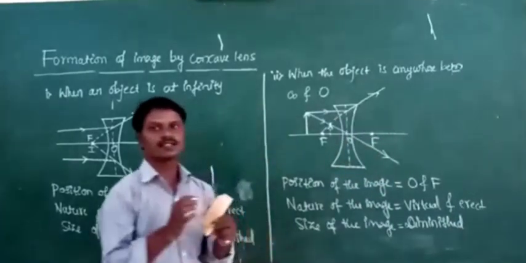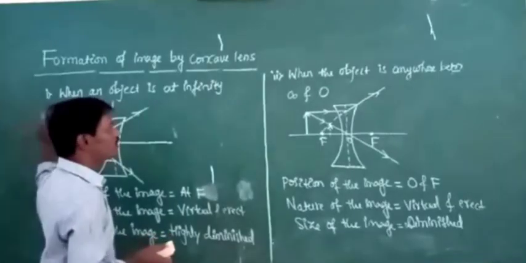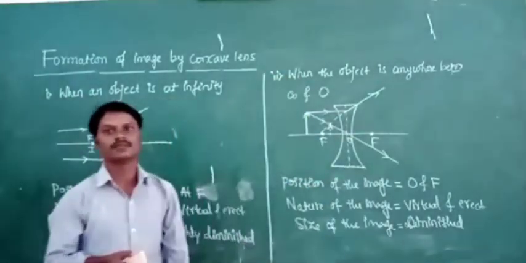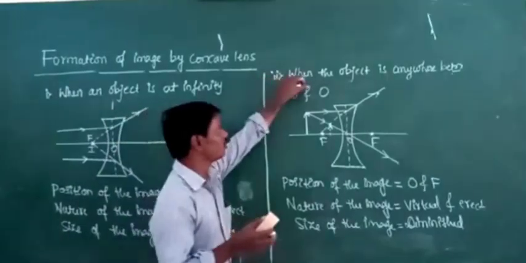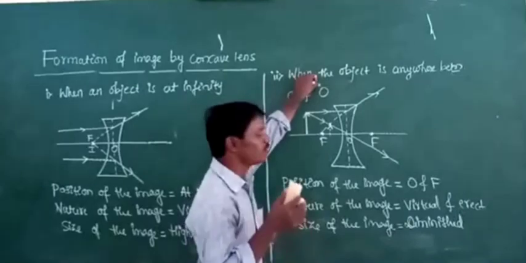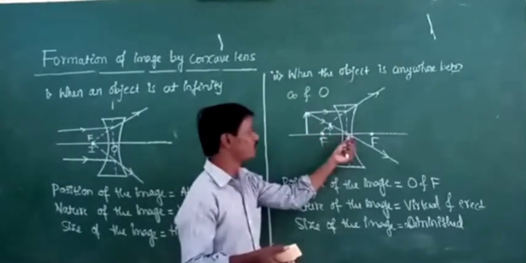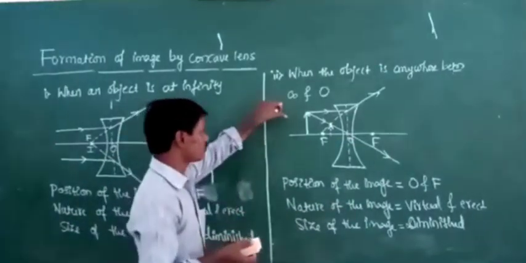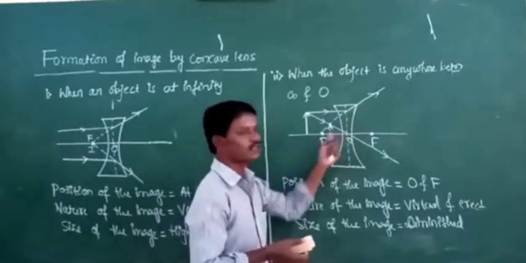So these two cases are possibilities in case of concave lens: when the object is at infinity, and when the object is anywhere between infinity and the optical center of the lens. When the object is anywhere between infinity and the optical center, where will its image be formed? Always its image will be formed in between F and O. So what happened here? As the object distance decreases, image distance also decreases.